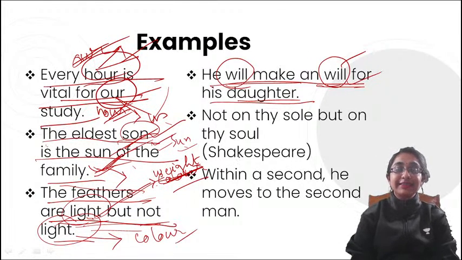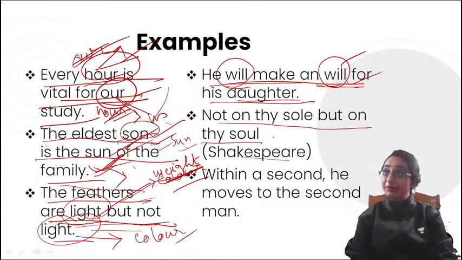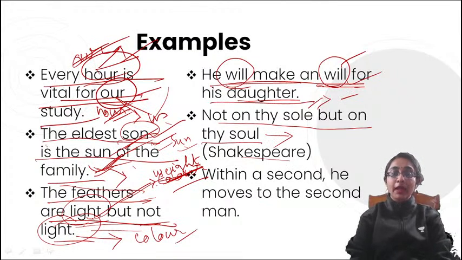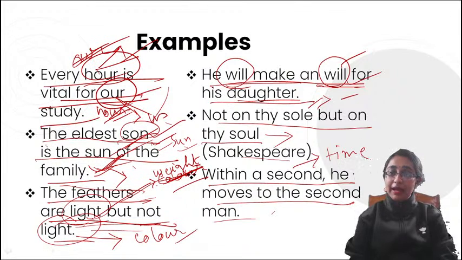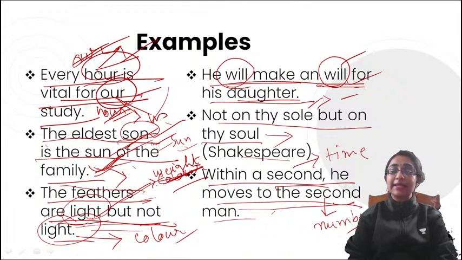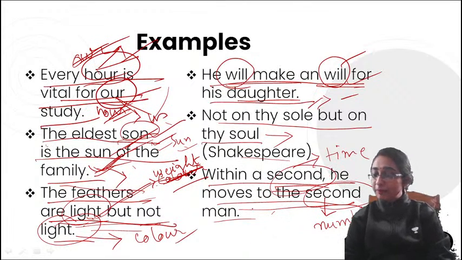Now, this is a line from Shakespeare: not on thy sole, but on thy soul. Solely, and this is soul. Again, pun. Within a second, he moves to the second man. Here second means time, and here second means the second person, the number of the person, first person, second person. So, within a second, he moves to the second man. This is also pun.